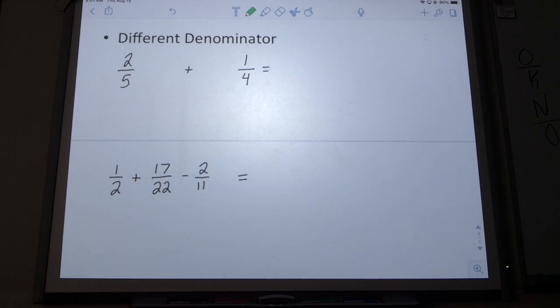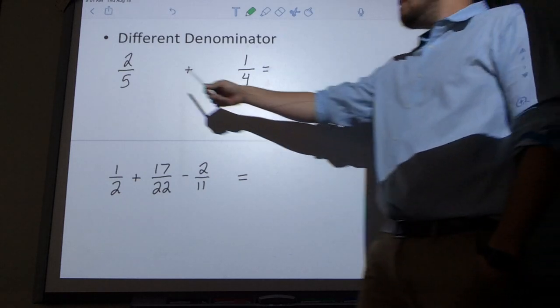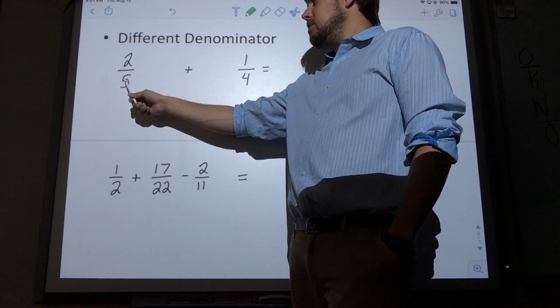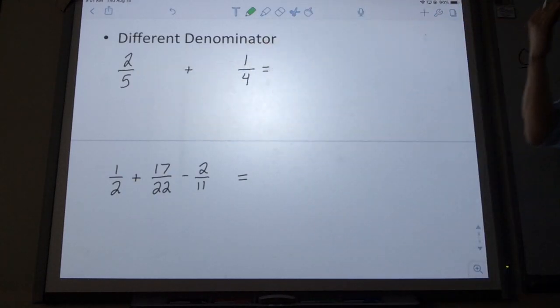So looking at that first problem, what do I need to multiply 5 by? 4. Okay? And we need to multiply it by c over c. Remember, we can only multiply by a 1. So if we multiply the bottom by a 4, we have to multiply the top by a 4. Okay? So let's go ahead and do that and write that over here. 2 times 4 is 6. 5 times 4 is 20.